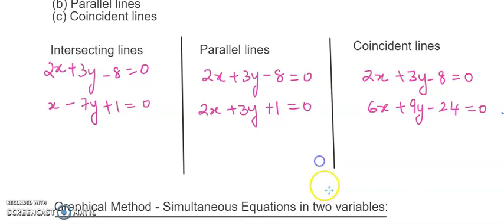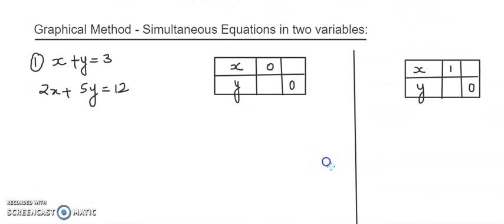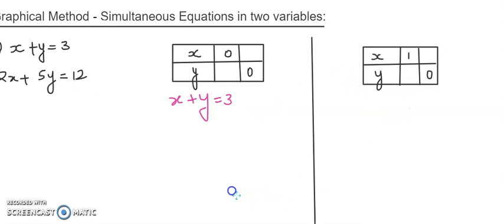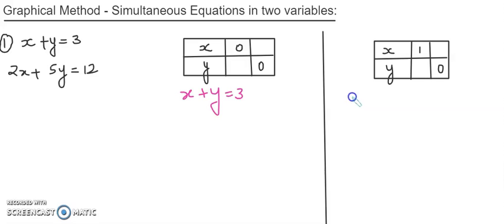Now we are going to talk about the graphical method of solving simultaneous equations and getting the answer. So we have two equations. The first box is going to represent x plus y equals 3, and the second box is going to represent which equation? 2x plus 5y equals 12.